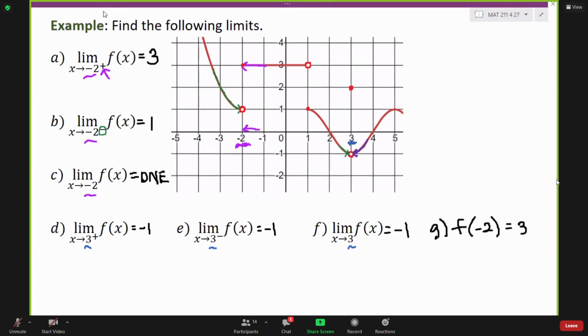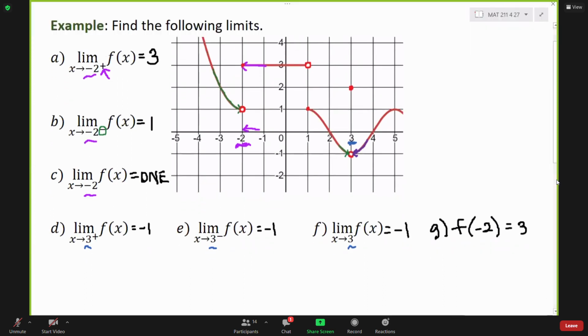And we could say the same thing here. Same kind of thing. If we were to just look for f of 3, the function is not at -1 down there, it's up at 2. So the actual value of the function is totally different from what the limit is. And that's okay. So you're not going to be asked for function values on the test, but that's just a thing to keep in mind.